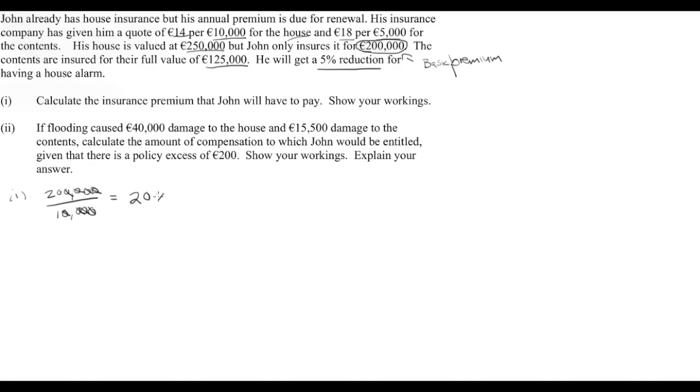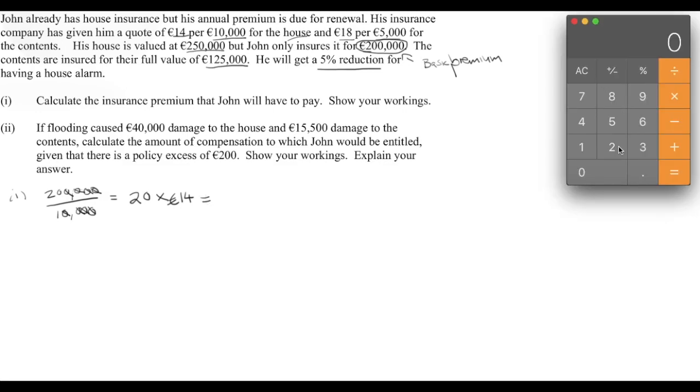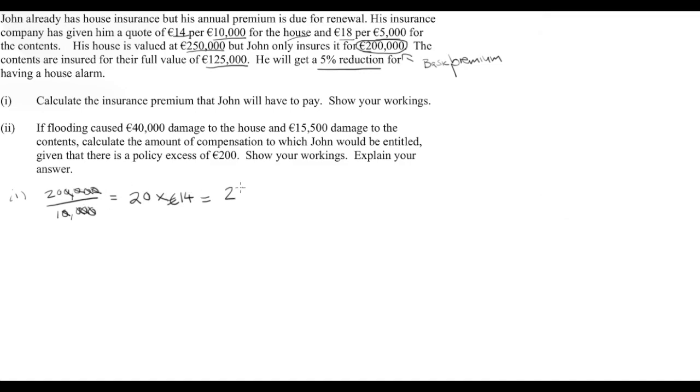So we have to multiply 20 by 14, because for every 10,000, we're paying 14, and there are 20 10,000s. So it is 20 multiplied by 14, which gives us €280. That is for the house.